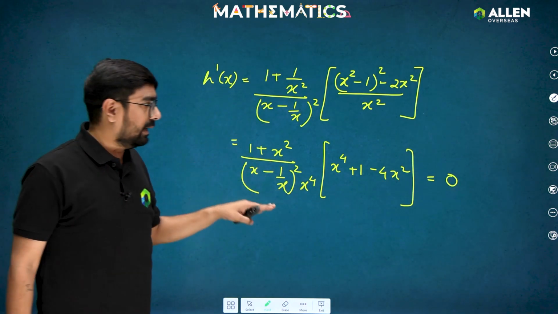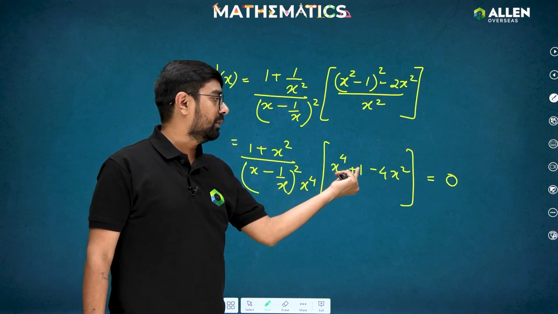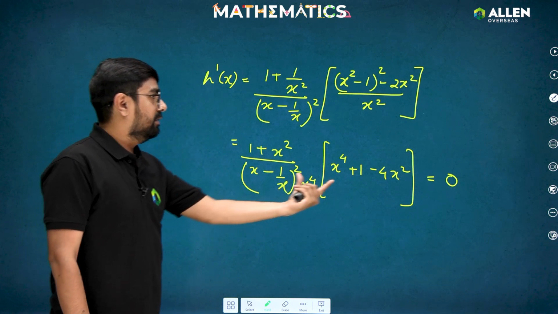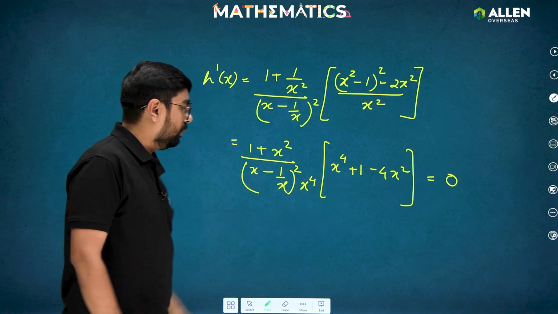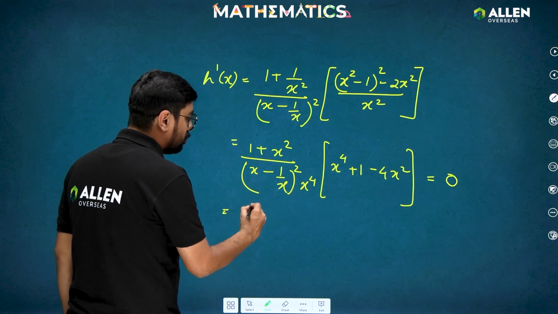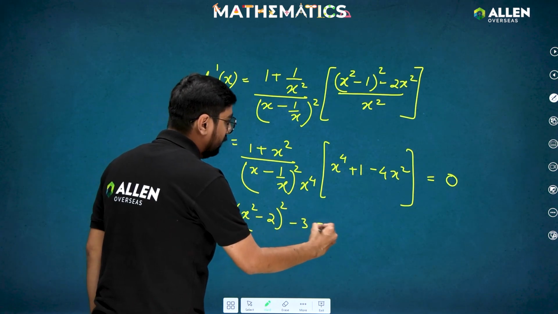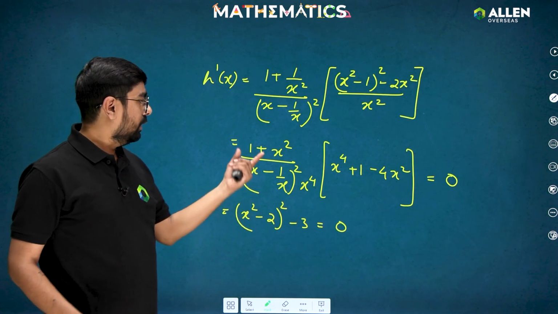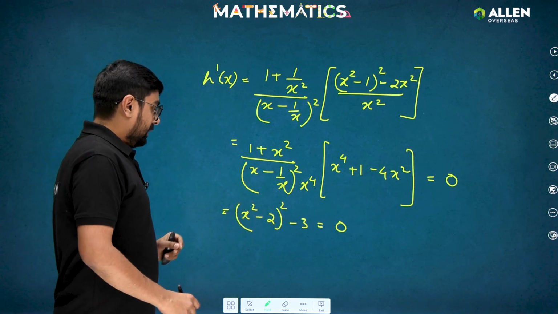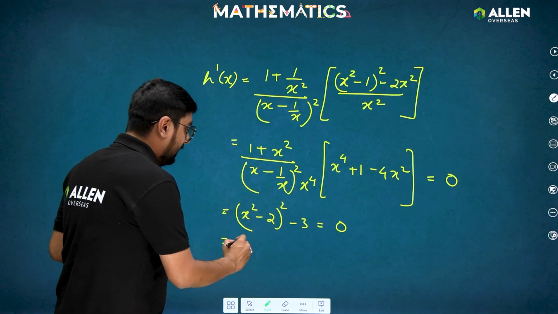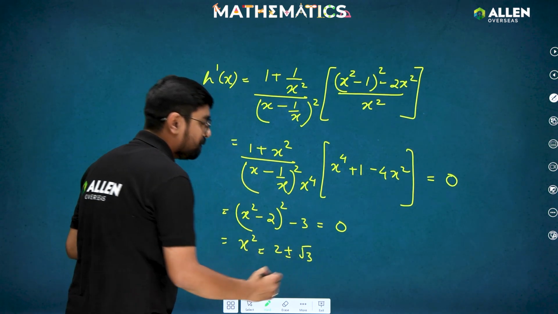Now this whole part is going to be equal to 0, and I only have to equate x to the power 4 plus 1 minus 4x square to 0. And this part, x to the power 4 plus 1 minus 4x square, can be written as x square minus 2 whole square minus 3 equal to 0. This whole part is becoming 0 and this part is written like this. Now over here I can simply say x square is going to be equal to 2 plus or minus square root 3.